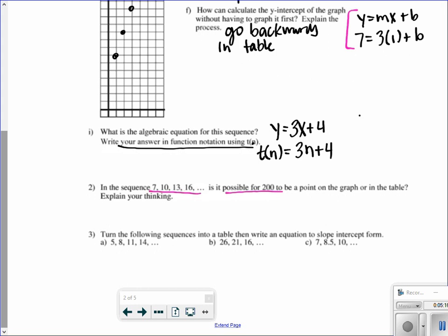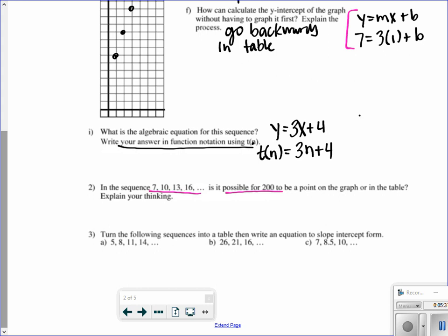Divide 200 by 3. 16 is in our sequence. Is 16 divisible by 3? No. Okay. Then that doesn't work. Yeah, 13 isn't divisible by 3, but it's in our list.